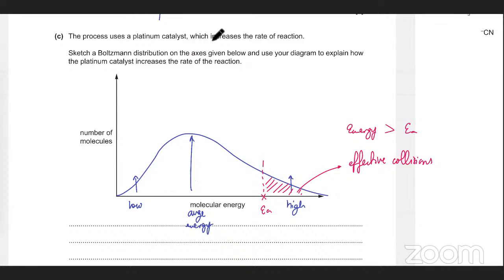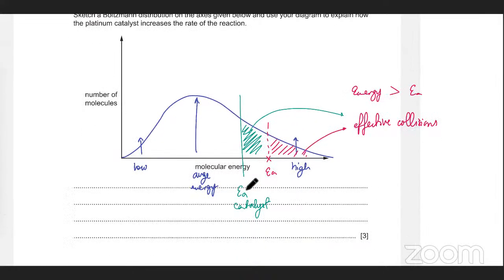So what happens if you add a platinum catalyst? When you add a platinum catalyst, what you're basically doing is decreasing the activation energy. So now all of a sudden, you've got even more effective collisions taking place. This is the activation energy of the catalyzed reaction. So those particles were already high energy particles, but you've got additional high energy particles that have energy now that is greater than the activation energy. So even more successful collisions are going to be taking place now. So this is what you have to explain in these 3 marks.